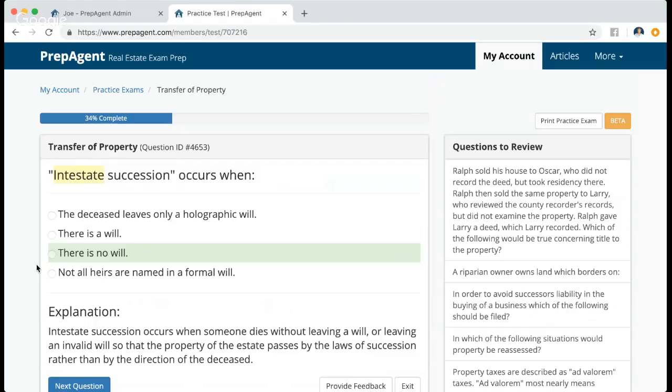Okay, what are the other three government powers besides escheat? What do you guys think? Police power, eminent domain, taxation, and escheat.